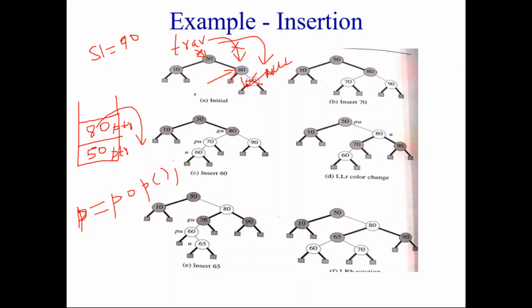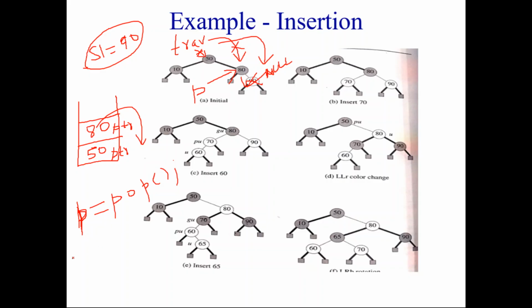It means that after 80 you want to insert. So this new node will come either as a left child of 80 or as a right child of 80. So for that again you have to check. What you have to check? If S1 is less than P arrow key, then S1 will come as a left child. Otherwise S1 will come as a right child. So here S1 is greater than P arrow key, so it will come as a right child.